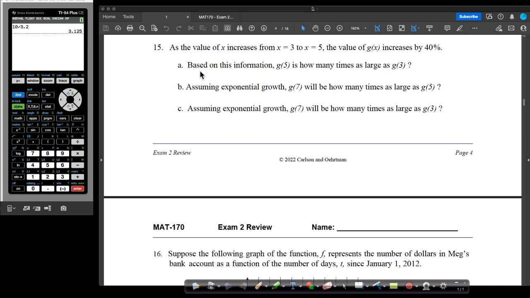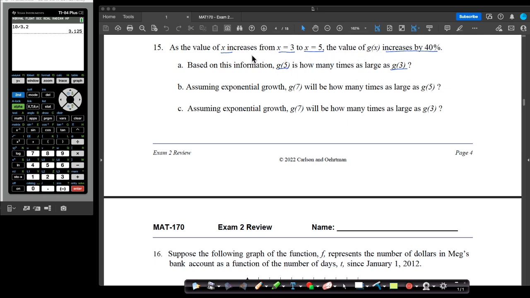So for 15, we're told that as x increases from 3 to 5, it doesn't mean the function is necessarily increasing, but we go from 3 to 5, so notice x is increasing. What happens to y, or the output? It's also increasing, but it's increasing by 40%. We see a percentage, we're going to think exponential. Based on this information, g of 5 is how many times as large as g of 3?